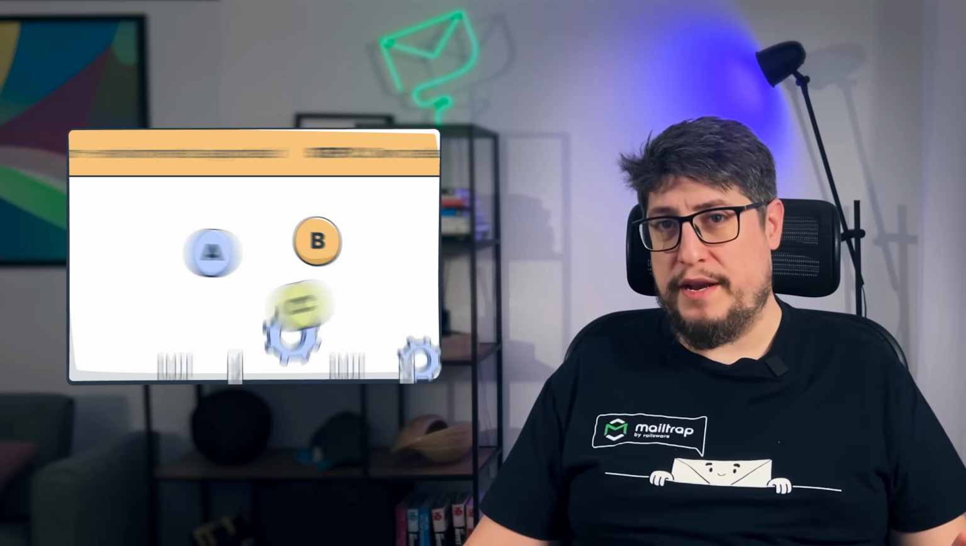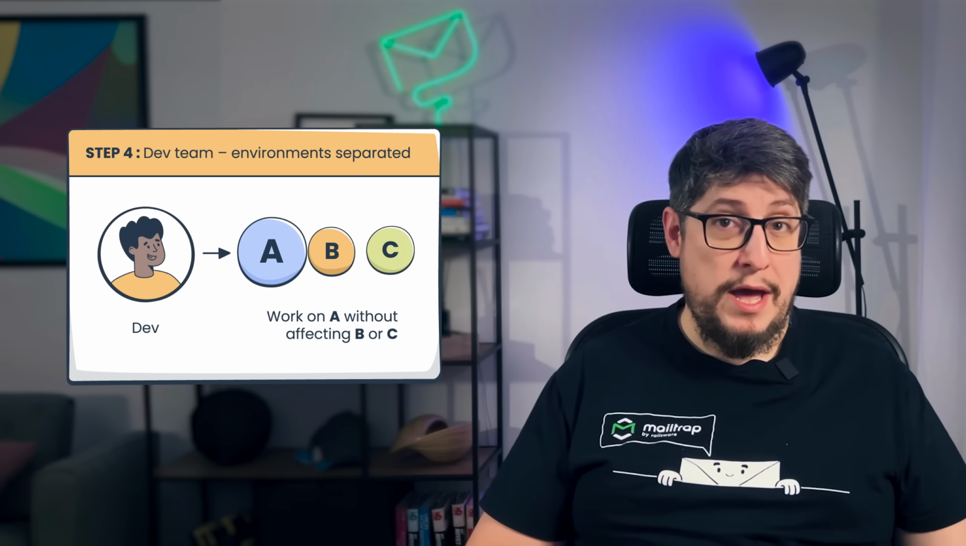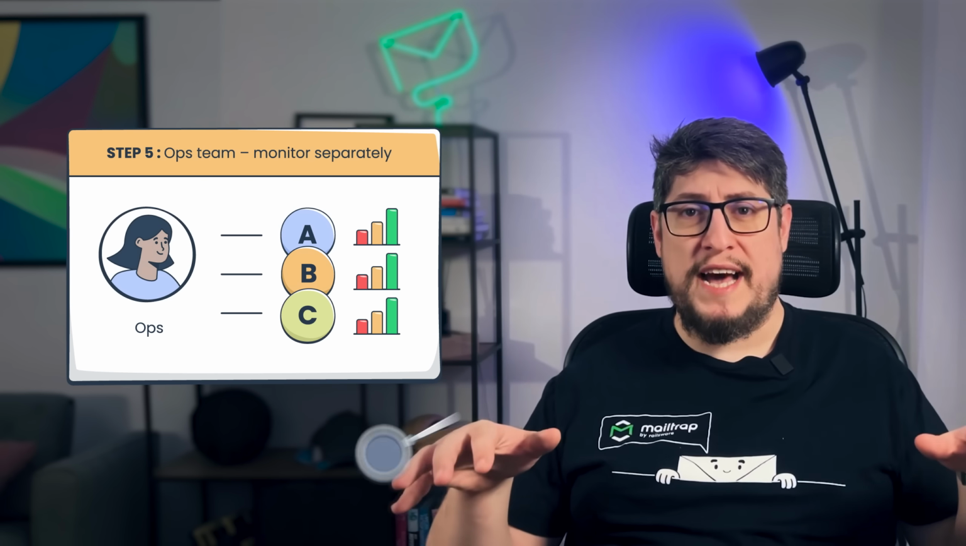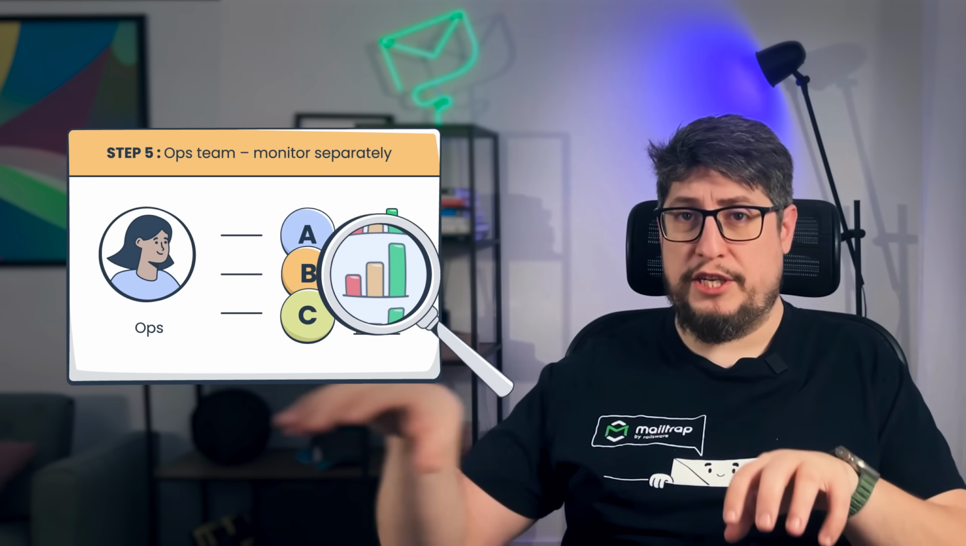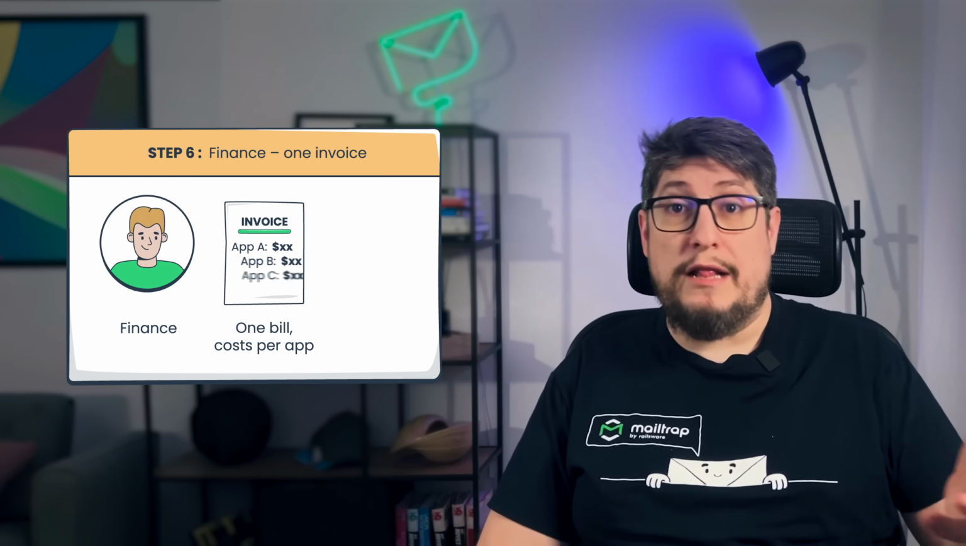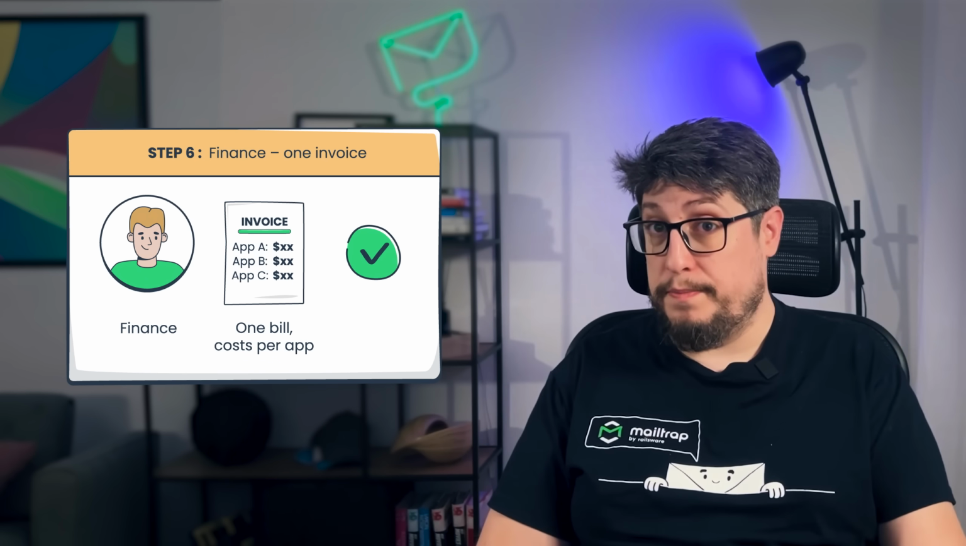Environments are fully separated. Your dev team can work on app A without affecting apps B or C. Your ops team can monitor stats and deliverability separately for each app, and your finance team gets only one invoice, while they can still allocate costs per app based on usage.